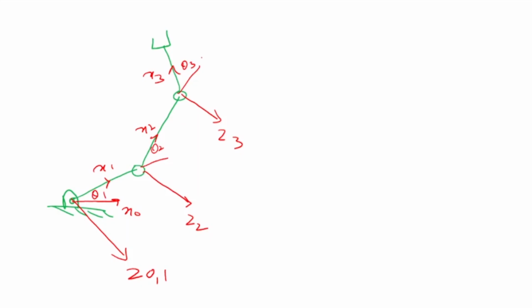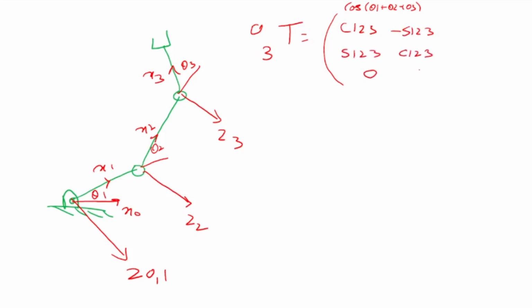So the matrix T 3 to 0, what I had written some time back, was cos 1,2,3. This means cos of theta 1 plus theta 2 plus theta 3. That's the meaning. Minus sine 1,2,3. This is sine 1,2,3, cos 1,2,3, that is 0, 0, 1. That is 0, 0. This was 0, 0, 0 and this one was 1. And this term was L1 cos 1 plus L2 cos 1,2. And this was L1 sine 1 plus L2 sine 1,2. That is 0.